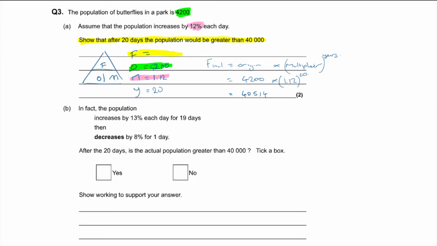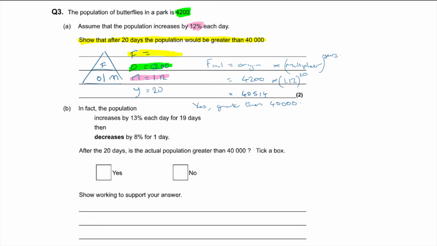Yeah, so 40,514. So yes, again, that is greater than 40,000. Okay. And then it says, in fact, the population increases by 13% each day for 19 days, then decreases by 8% for 1 day. After the 20 days, is the actual population greater than 40,000? Tick a box. Show work and support your answer.